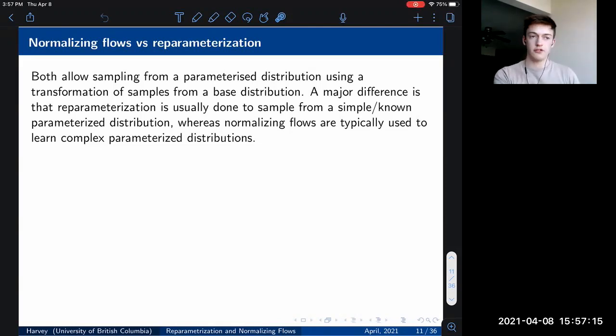Whereas with normalizing flows, we're not trying to approximate some distribution with a known analytic form. We're trying to approximate some very complex distribution that we might be learning from data. And so we want to make this very complex parameterized function that's arbitrarily complex, but so that we can still sample and evaluate its log probability density.